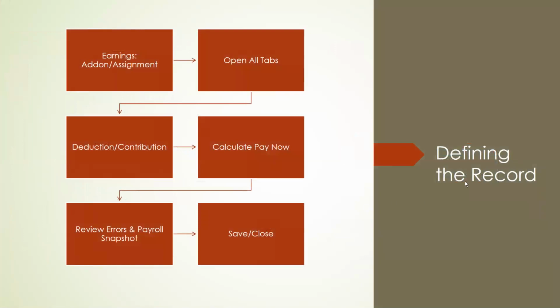So defining the record. These are the tasks that the user will complete as they go through this process. The first step is you're going to assign the earnings, whether it's an add-on or an assignment. You open up all the tabs so that you can see the contributions and deductions. In some cases, a user may not add them, but there is that option. Then you'll calculate pay now, so that the system performs a calculation. At that point, the user is able to review the errors and the payroll snapshot to verify that this special payroll is correct, and then you'll save and close.